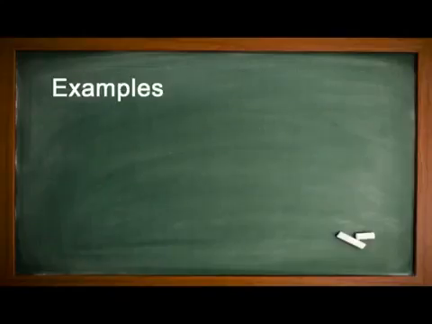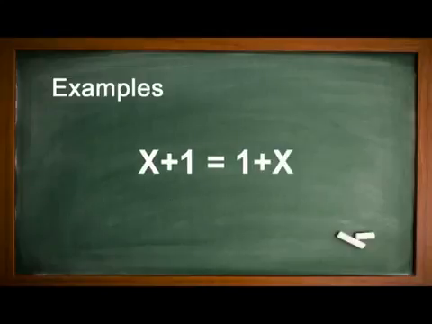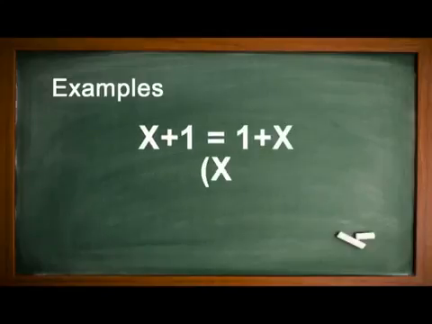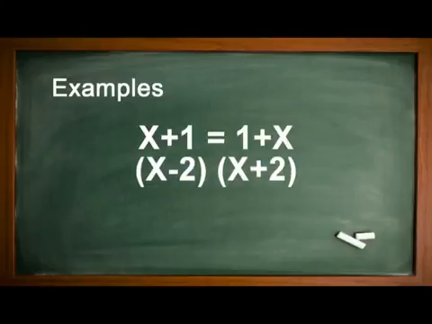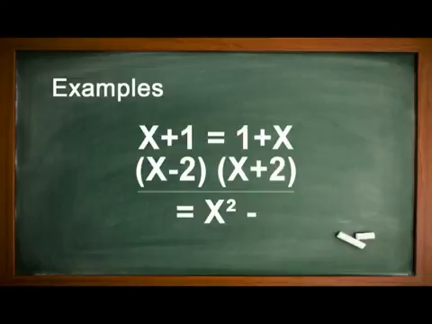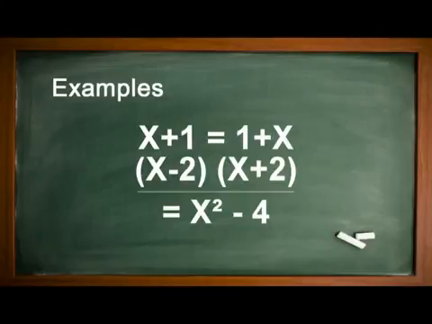Let's have some examples. x plus 1 equals 1 plus x. The quantity of x minus 2 times the quantity of x plus 2 equals x squared minus 4. In both examples, any value of the variable x will satisfy both sides of the equation. That makes the statement true.